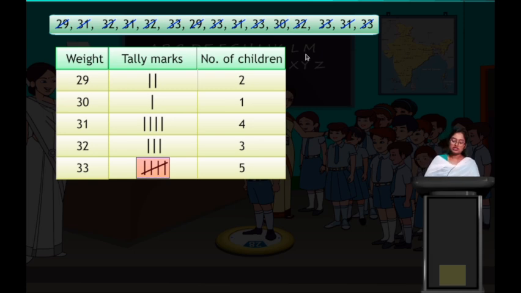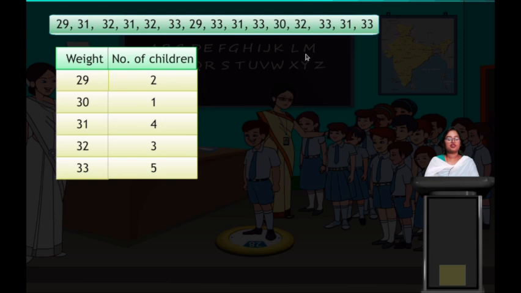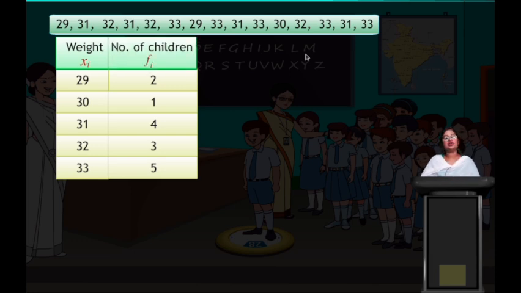Now let us consider these first and the third column. So what does the first column represent, children? Yes, it represents an observation, right? So in general we can call it xi. Yes. What about the second column? Number of students. What does it mean? Yes, it is a frequency. So here we are denoting the frequency by fi.